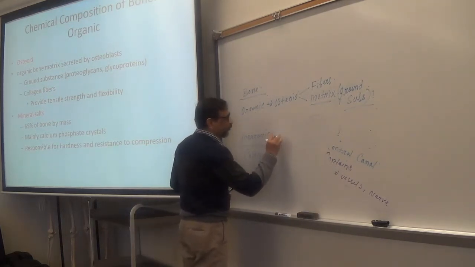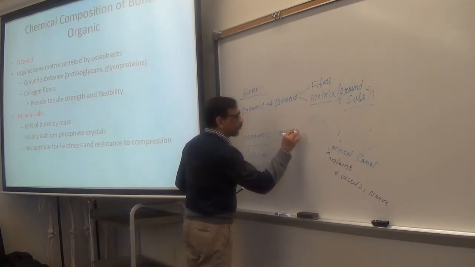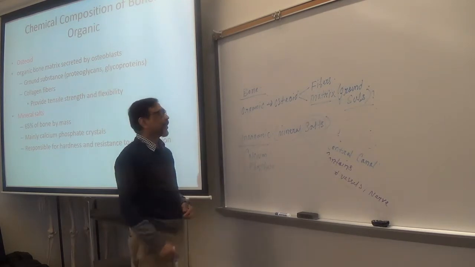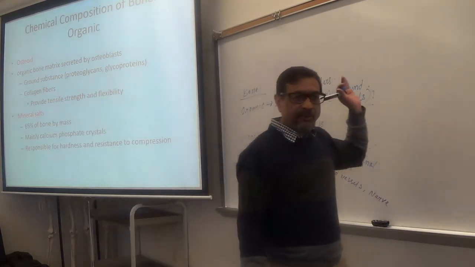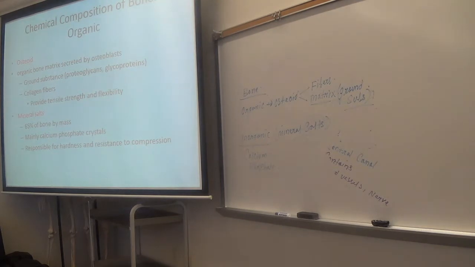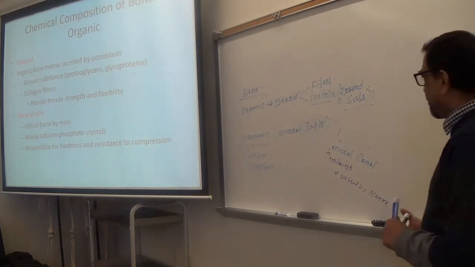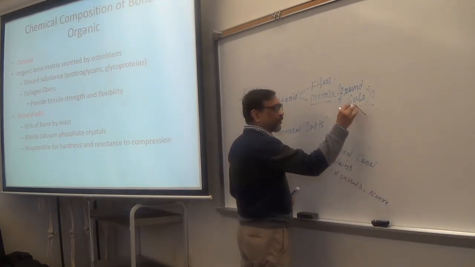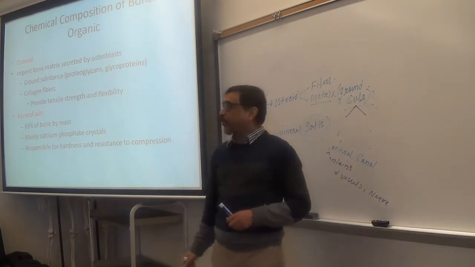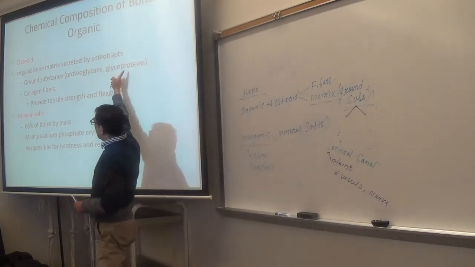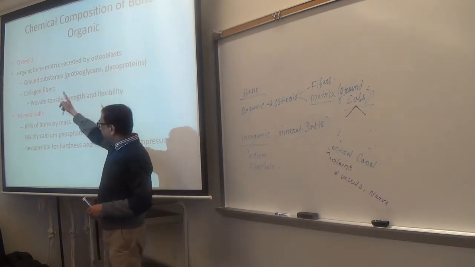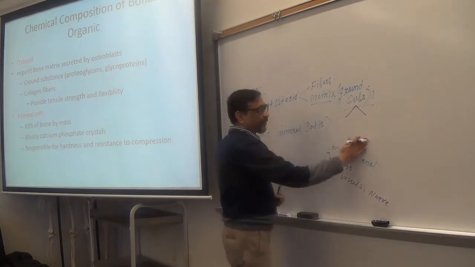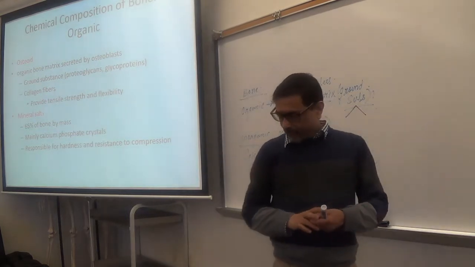So you can write here inorganic, which is mineral salts, calcium, phosphate, and organic is osteoid. Okay? So that is the chemical composition of the bone. Now, ground substances include proteoglycans and glycoproteins. These two chemicals, ground substance, which is a part of the organic part, proteoglycans and glycoproteins. Okay? Those two chemicals.